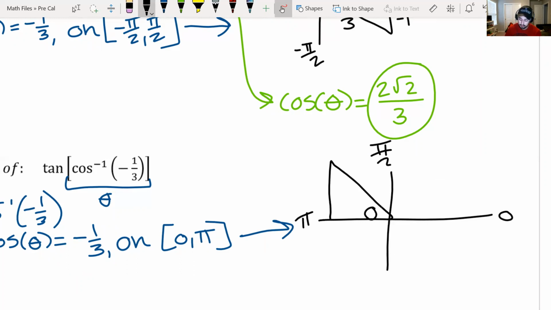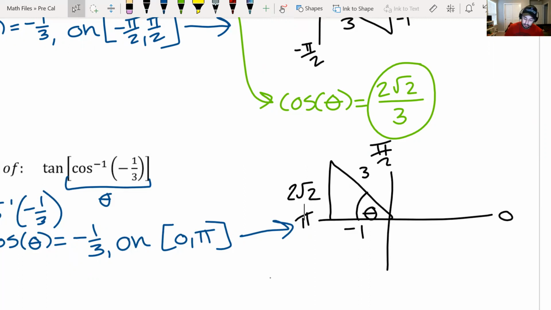Here's my theta. And cosine puts adjacent over hypotenuse. So this means if it's -1/3, the base is -1. The hypotenuse is 3. And by Pythagorean theorem, again, the height over here should be 2 square root 2.